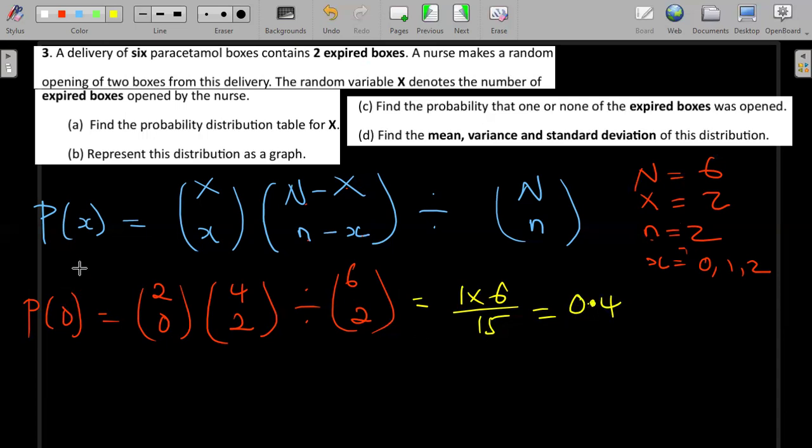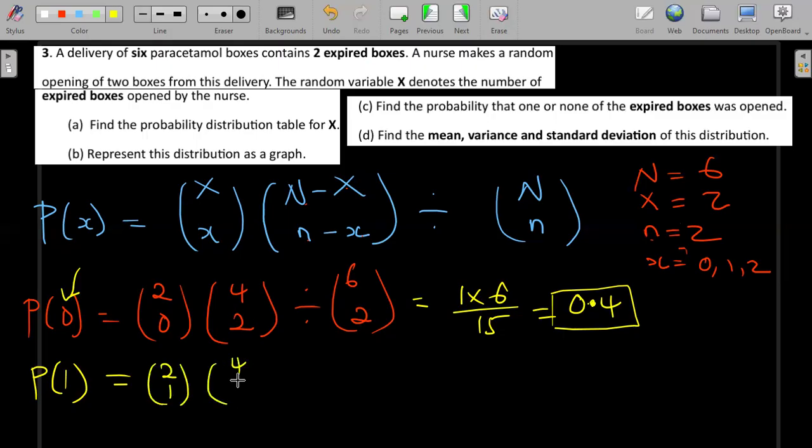So it means the random variable 0 has the probability of 0.4. What about the probability of getting one box which will be expired? So this will be 2 combine 1, and 4 combine 2, and 6 combine 2. Did I say this one remains the same? I lied. The x is 1, so it is 2 minus 1, so this one has to be 1.